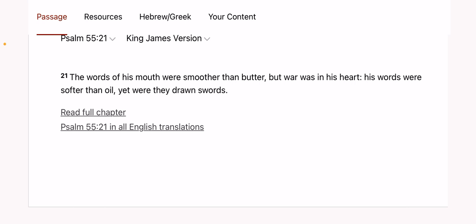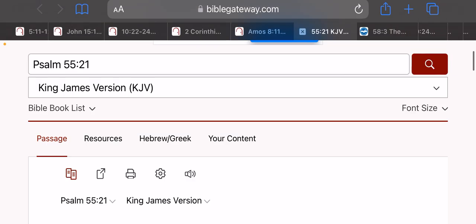The words of his mouth were smoother than butter, but war was in his heart. Esau is a smooth talker, man. This devil is a deceiver. Called the devil for the reason. For the words of his mouth were smoother than butter, but war was in his heart. He's seeking to do mischief, wickedness against you, man. His words were soft and oil, yet were they drawn swords.